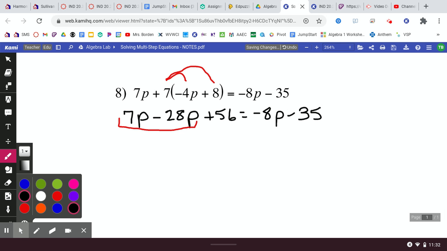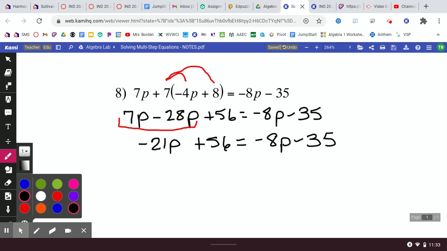Good. We're going to combine those like terms. So what's 7 minus 28? -21p. Good. And remember, because they're 7p and 28p, we keep our p. I mean, it's -21p when we combine them. So then I'm just going to write that plus 56 because I didn't do anything with that, and I'm going to write the -8p minus 35.